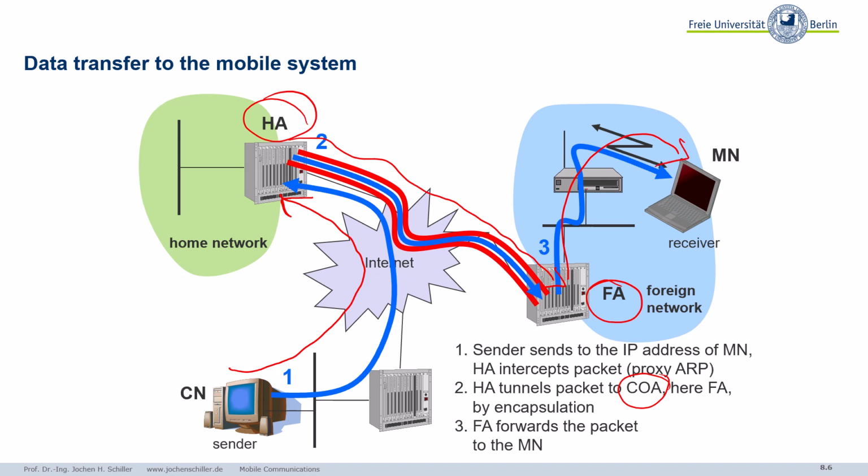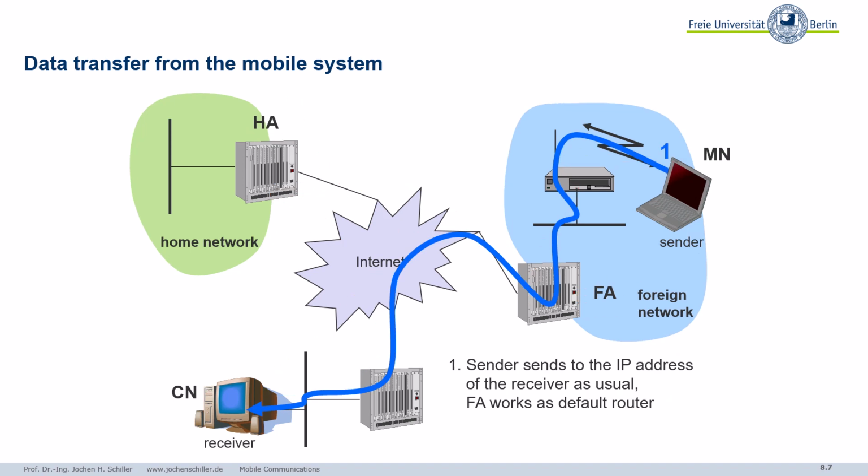And on layer 2 it doesn't matter that you have a wrong IP address. You still have your old IP address. But you will not notice that you're mobile, because you will receive the packets and you can keep your address. So that's the basic idea of mobile IP.